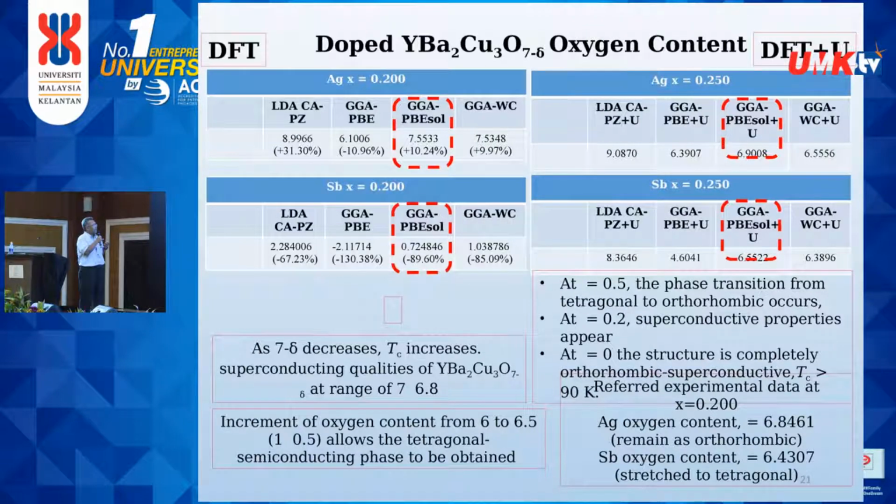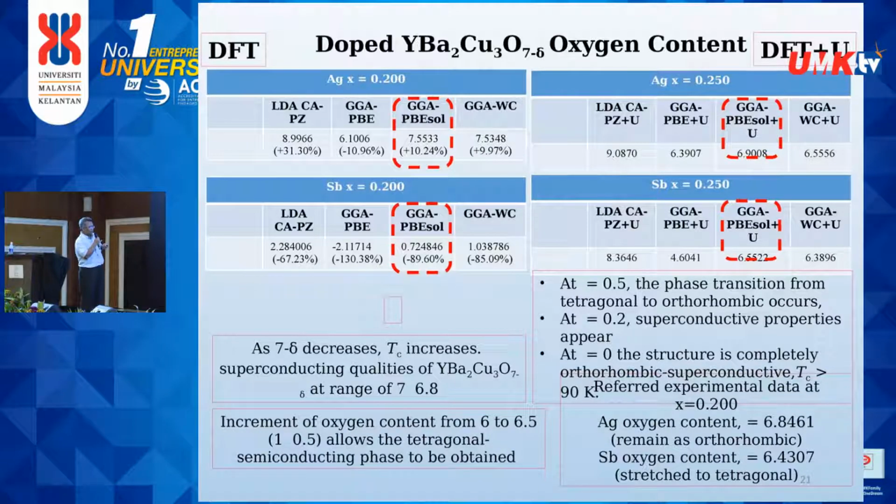All right, so as 7 minus delta decreases, Tc will increase. This is the oxygen content; it shows the superconducting quality of our YBCO, ranging from 7 to 6.8. An increment of oxygen content from 6 to 6.5 allows the tetragonal semiconducting phase to be obtained. At delta equal to 0.5, the phase transition from tetragonal to orthorhombic occurs. At 0.2, superconductive properties appear. And at 0, the structure is completely orthorhombic and superconductive, and the Tc becomes higher than 90 Kelvin.